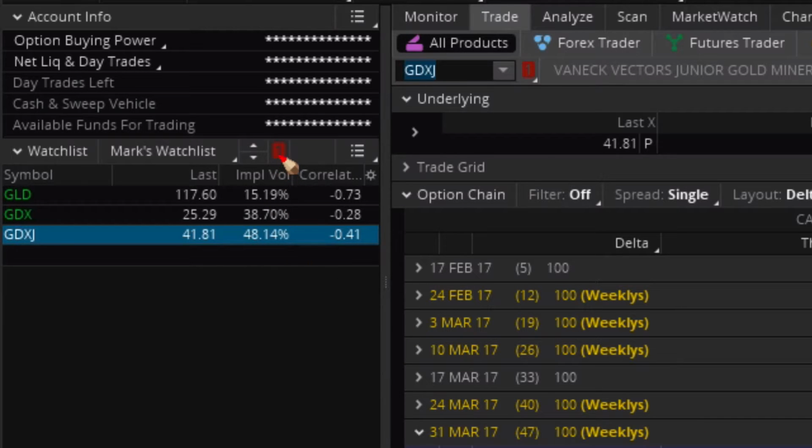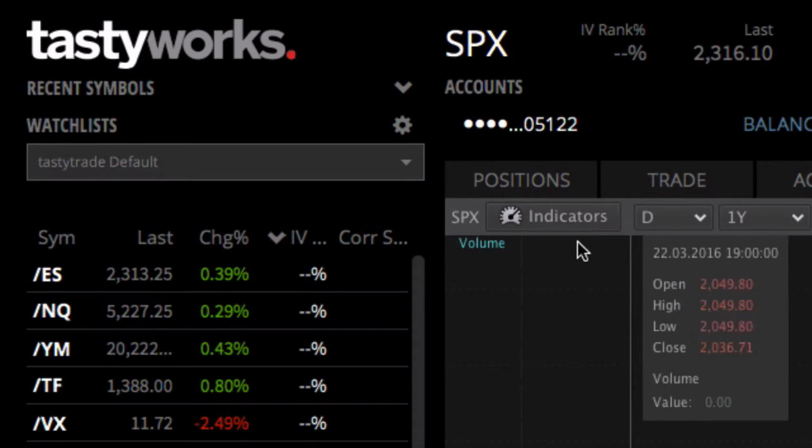Look at the implied volatilities. GLD is 15, GDX is 38, GDXJ is 48. Now I know we've not gone into real detail on what implied volatility is, but essentially the higher the better. You're going to make more money on higher implied volatility stocks than you are on lower. That's why GDXJ is one of my favorites.